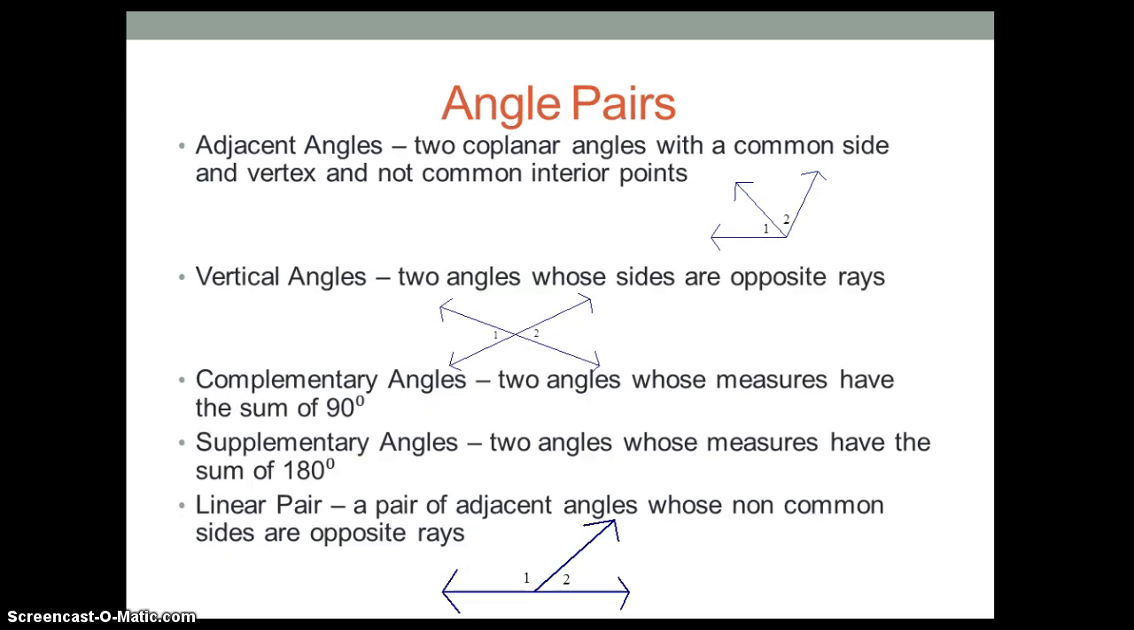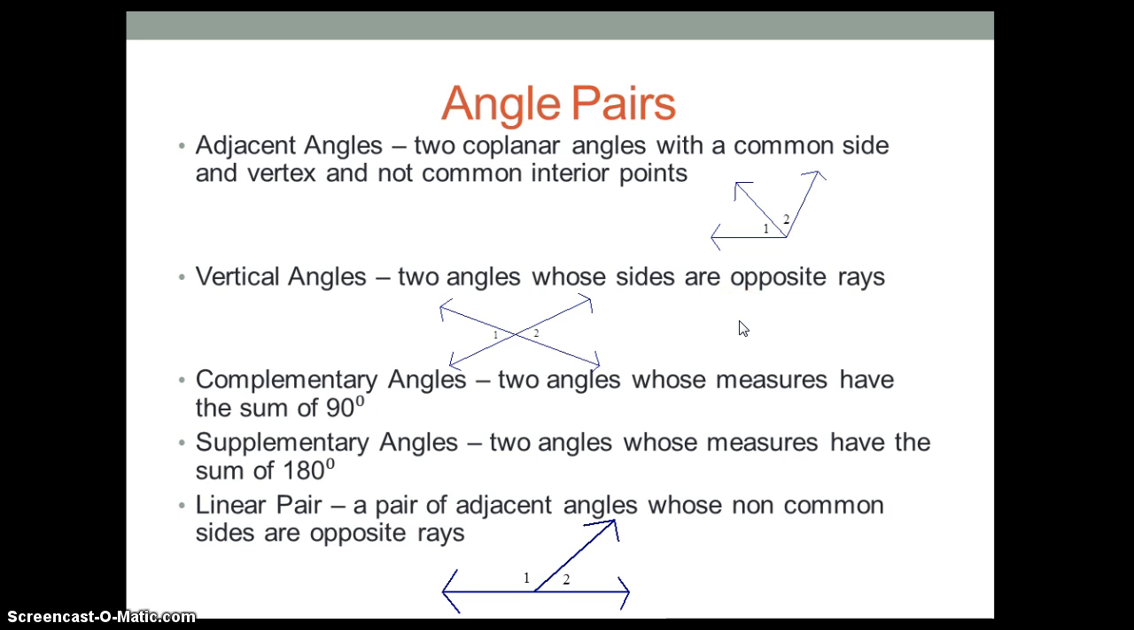Now we have some more definitions when we're talking about angles. Some important angle pairs to note are adjacent angles. Adjacent angles are two coplanar, meaning on the same plane, angles with a common side and vertex but no common interior points. You'll notice here angles 1 and 2 are adjacent angles. They share a side but they don't overlap.